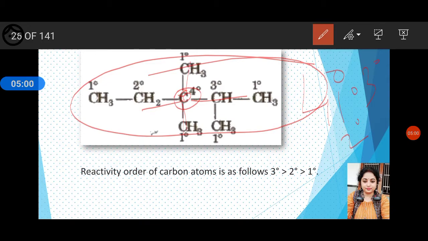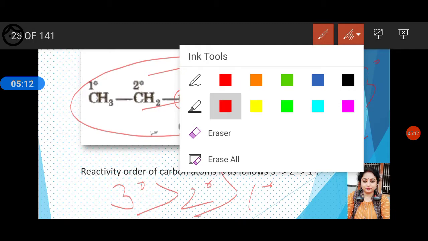Reactivity of carbon atom: tertiary is most reactive, then secondary, then primary. All these things we will study in the mechanism. So let's proceed to another topic.